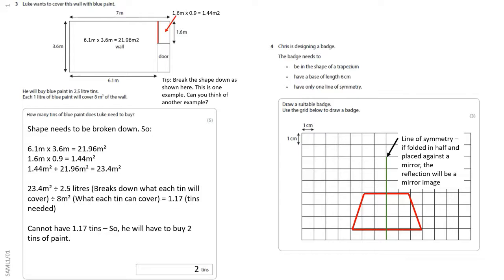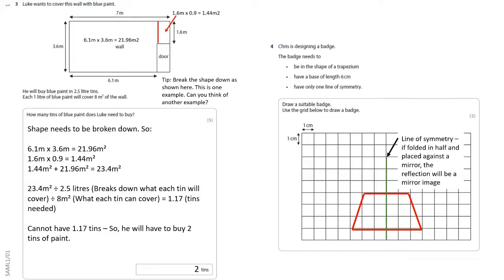Then to find out how much paint's going to be needed, we divide the 23.4 by 2.5 litres, which is what is in each tin. And then we divide that down further by 8 metres squared, so that tells us what each tin can actually cover, which gives us 1.17 tins needed. Can't have 1.17 tins though, so he's going to have to buy 2 tins of paint. Again, this is a question that's worth going back and just sitting quietly and reflecting on in your own time.